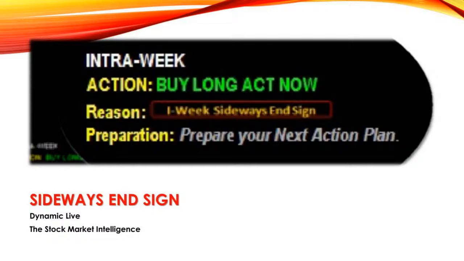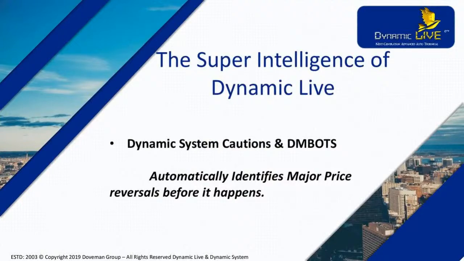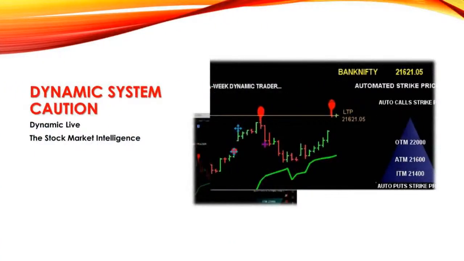And at last, we have the dynamic system cautions and DMDOTS. As I told you earlier, zigzag cautions identify the temporary price reversals, but dynamic system cautions identify the major price reversals. So in an uptrending market, when the price keeps increasing, right on top, if you come across this red symbol, we call this the dynamic system caution, which means the price is about to reverse.